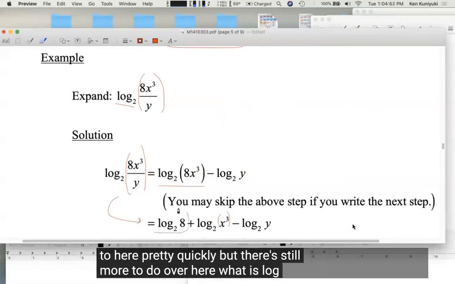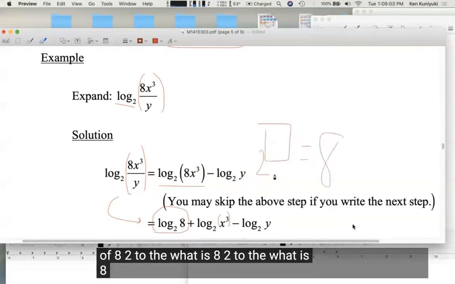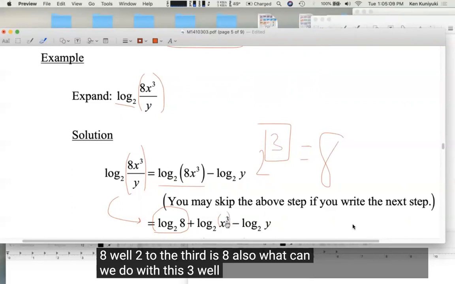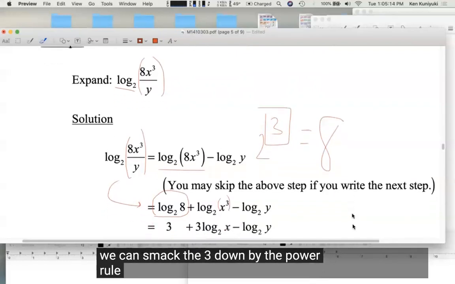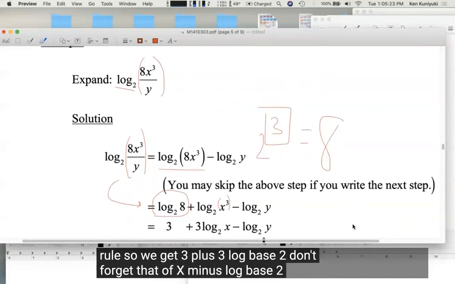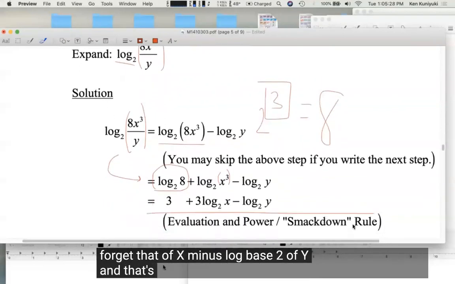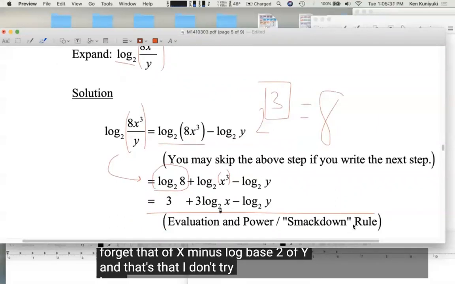Over here, what is log base 2 of 8? 2 to the what is 8? Well, 2 to the third is 8. Also, what can we do with this 3? Well, the 3 is on the x. We can smack the 3 down by the power rule. So we get 3 plus 3 log base 2, don't forget that, of x minus log base 2 of y. And that's that. Don't try to tear these apart.